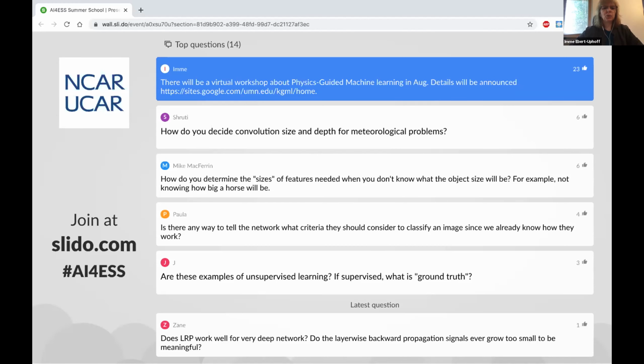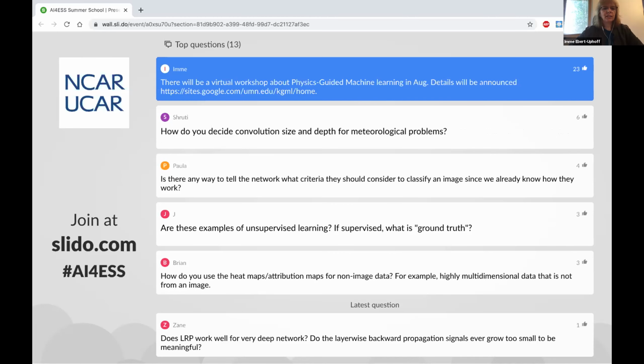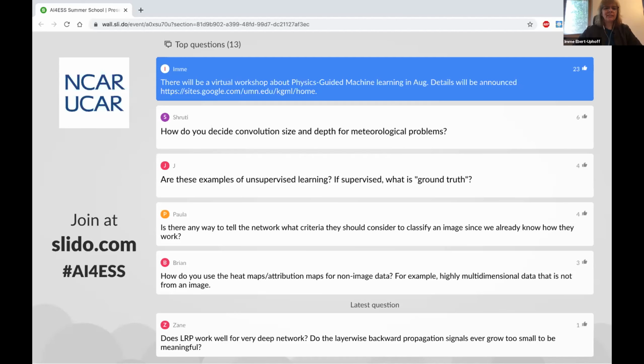How do you decide convolution size and depth for meteorological problems? If you could just go back to that one, the convolution size. So convolution size, practically most, and I think Karthik is telling me, how much time do I have left for questions? Are we done? About a minute or two. Okay, so the convolution size.